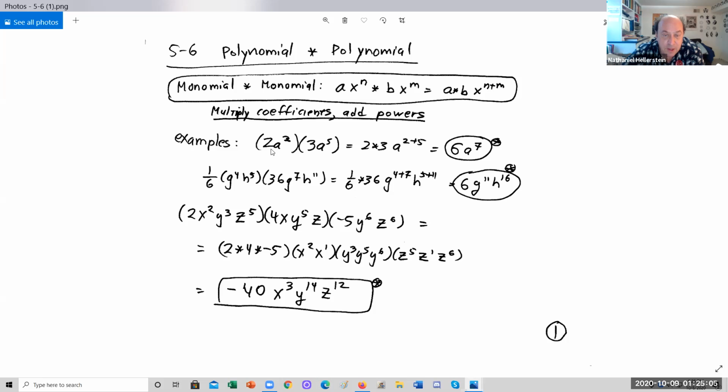For example, 2a squared times 3a to the fifth. Okay, we multiply 2 times 3. We add 2 plus 5. So you get 6a to the seventh.